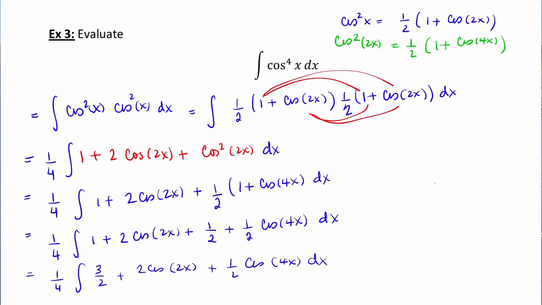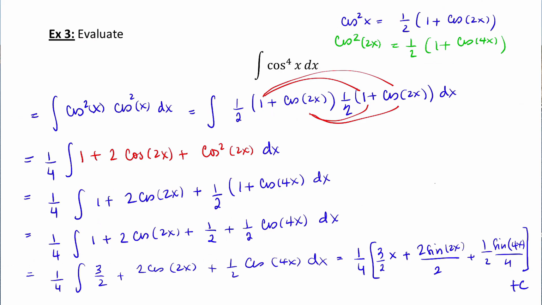And I think I'm ready to compute this again. I'm going to do this one by one. So what do I get? This is equal to 1 over 4, and then the integral of 3/2 is just 3 over 2 x, plus the integral of 2 cosine of 2x, well, that's just 2 sine of 2x divided by 2, plus 1/2, then the integral of cosine of 4x is again just sine of 4x divided by 4, and then I had to add a constant, so plus a constant.